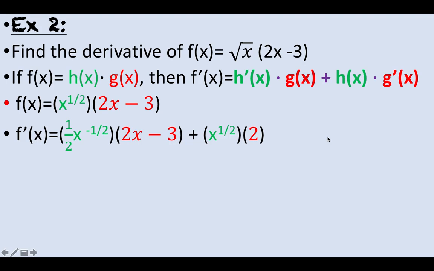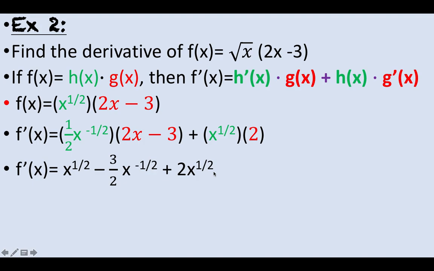After this, we'll combine like terms. Well, after we distribute, right? So 1/2 x to the negative 1/2 times 2x is just going to be x to the 1/2, because 1/2 times 2 is just 1, and then negative 1/2 plus 1 is positive 1/2. That's how I got this first one. Then we have negative 3 times 1/2, which is negative 3 over 2, and it brings with it the x to the negative 1/2. So that's for the first components. Then this one right here is just 2 times x to the 1/2, that's 2x to the 1/2.